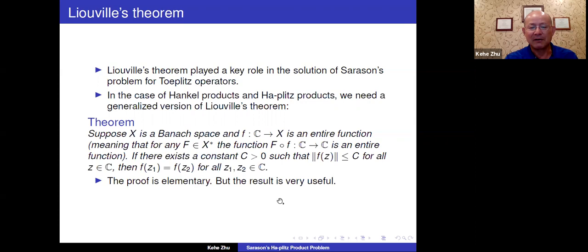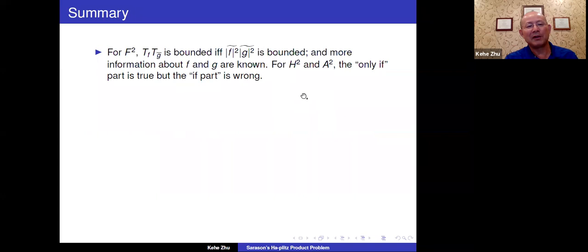Okay, I now want to summarize these three situations again. For the Fock space, we know that Sarason's original conjecture is true, and more information is known. We know exactly when this is true. And for the Hardy space and the Bergman space, one direction is true and the other direction is false, the counterexamples, remember.